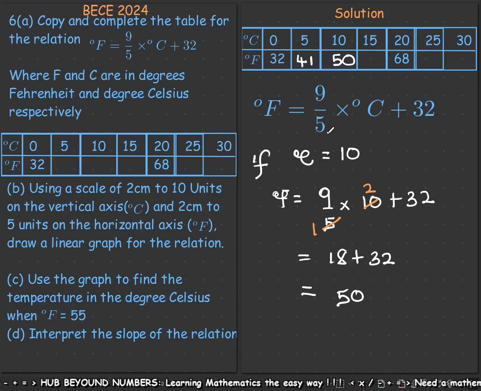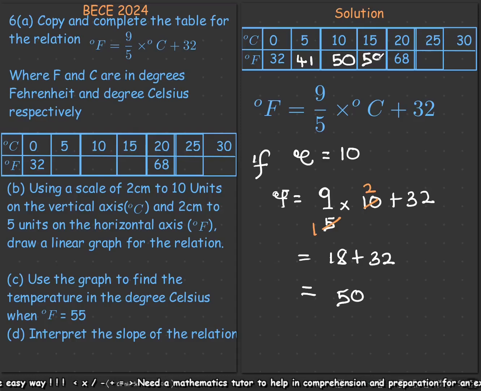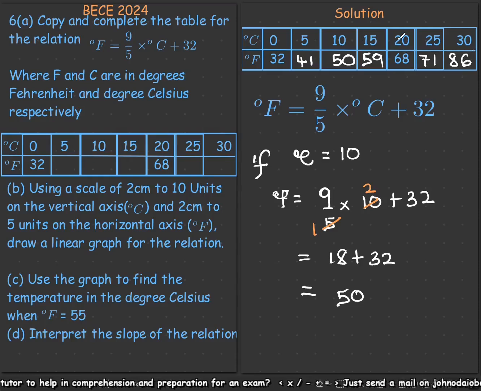Then we come to 15. At this point, you can pause and try out the remaining. If you're able to try the remaining out, then 15 would give you 59. 25 is expected to give you 71. And then 30 should give you 86. So this is you copying and completing the table.